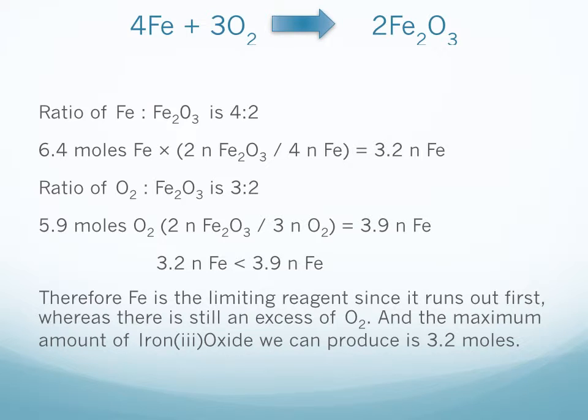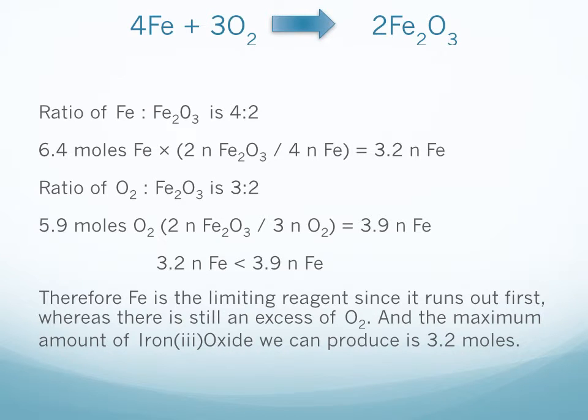And the maximum amount of iron oxide we can produce is 3.2 moles due to the fact that the iron runs out, and once the iron runs out, the oxide alone can't produce iron oxide. So it has to be how much both of the reactants can produce in maximum until one runs out. In this case, 3.2.